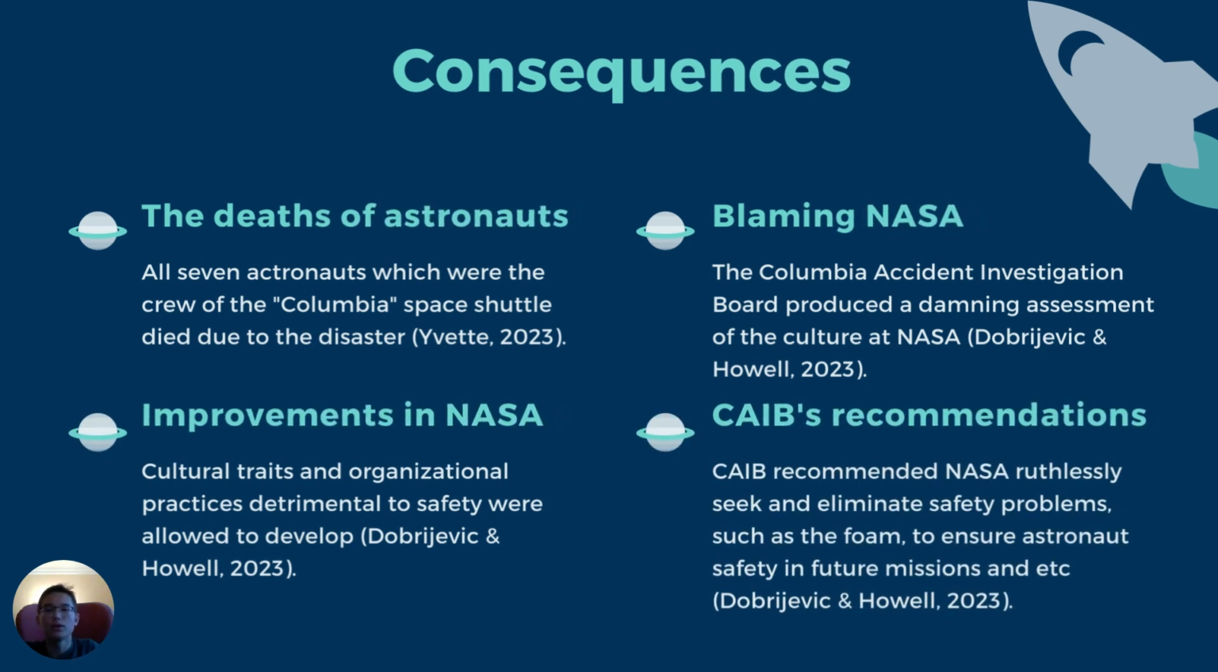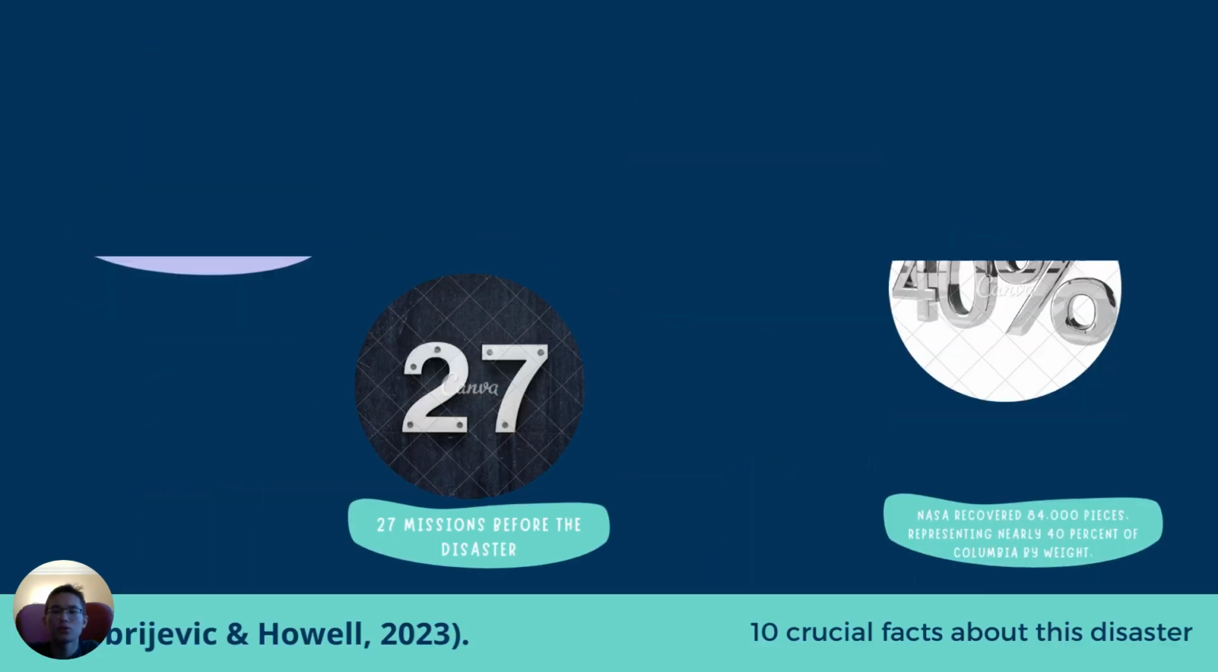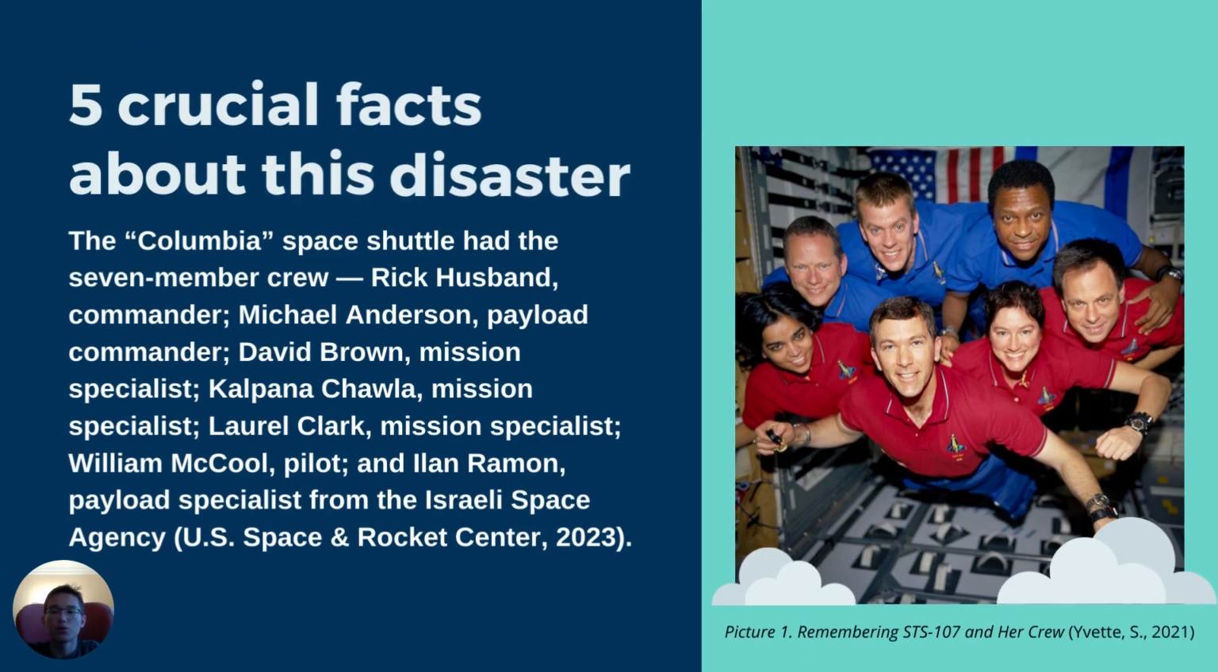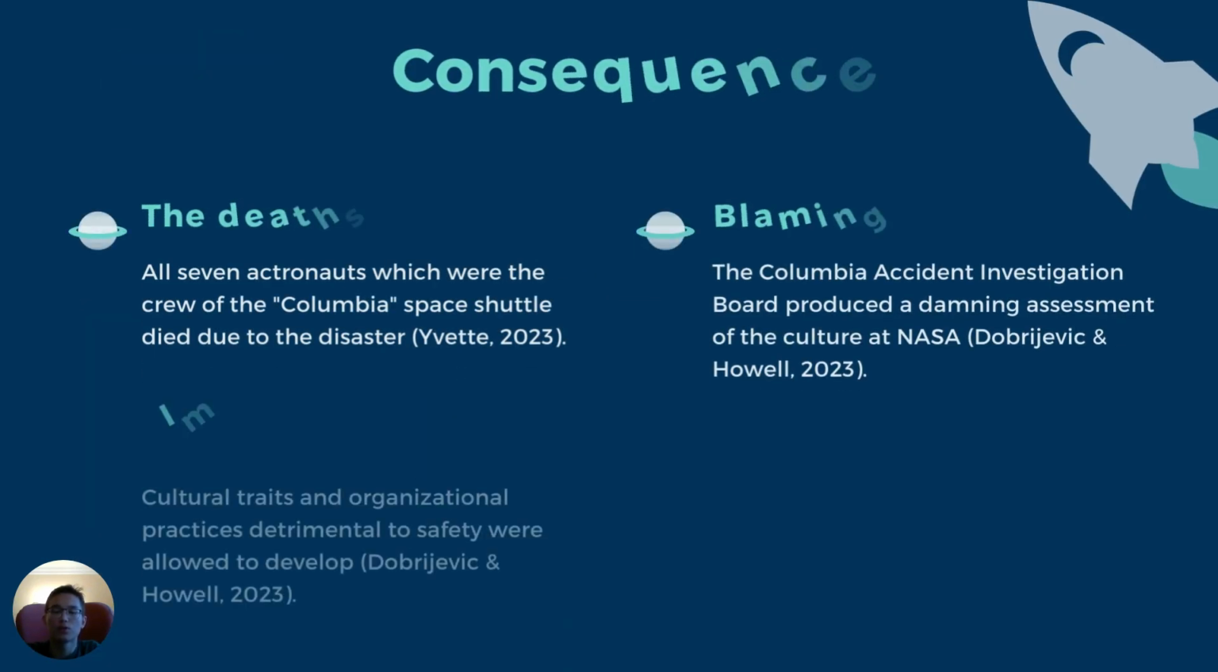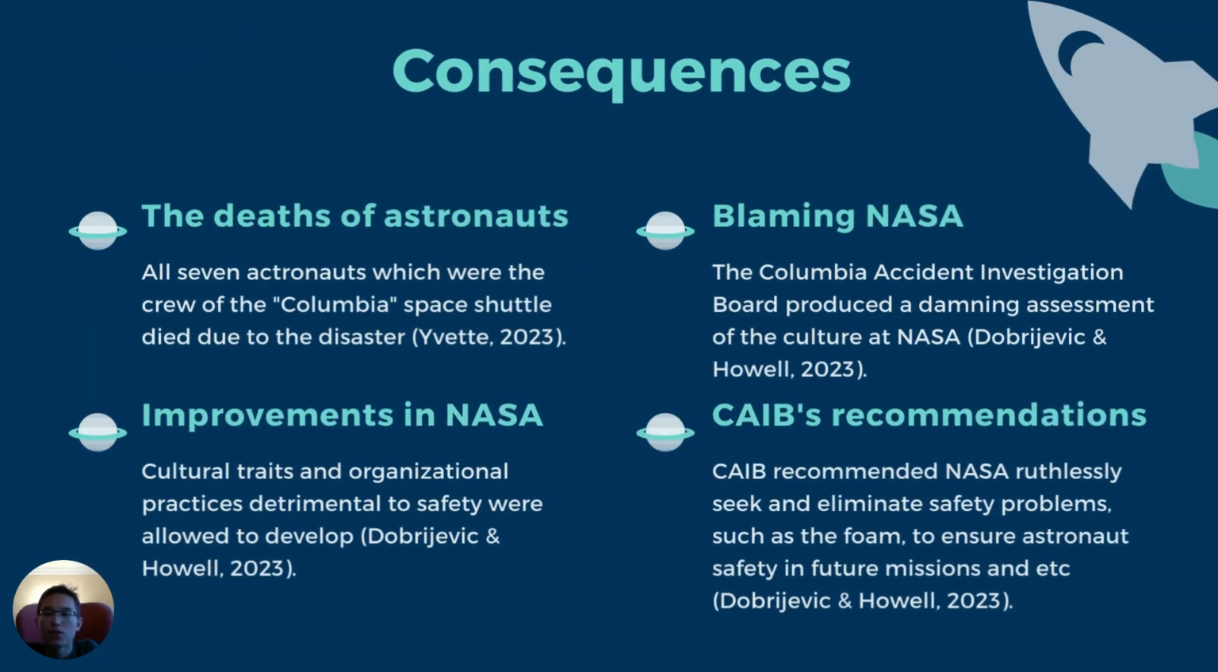according to space.com. And the consequences: the first consequence is the death of astronauts. All seven astronauts, who were the crew of the Columbia Space Shuttle, died due to the disaster. Those are the astronauts in the picture on the right side of the slide. And the second consequence is the blaming of NASA. The Columbia Accident Investigation Board produced a damning assessment of the culture at NASA. It's according to space.com.